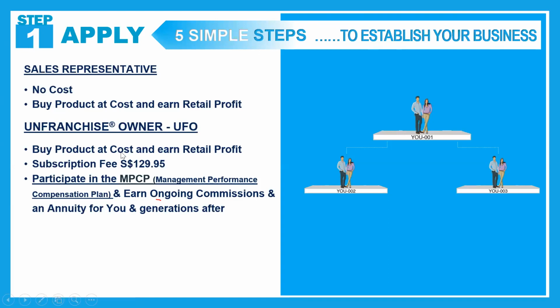But if you're an unfranchised owner, then you'll be able to earn what we call an MPCP, management performance compensation plan, which will give you ongoing commissions and an annuity for you and generations after. And all you need to do is pay a subscription fee of $129.95, and you can buy product at cost and earn retail profit as well.